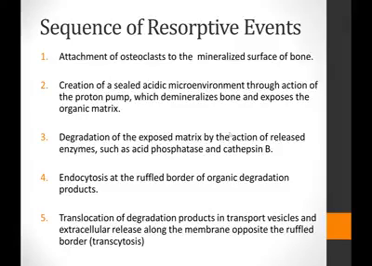These hydrogen ions, or the protons that are pumped into this microenvironment, demineralize the bone and expose the organic matrix of the bone. Now once the organic matrix has been exposed, the next step is that the exposed matrix has to be degraded. The exposed matrix is degraded by the action of certain enzymes like acid phosphatases and cathepsin B. These enzymes come from the osteoclast itself. These enzymes are released from the osteoclast and start degrading the exposed matrix.